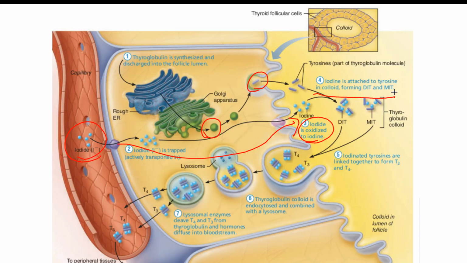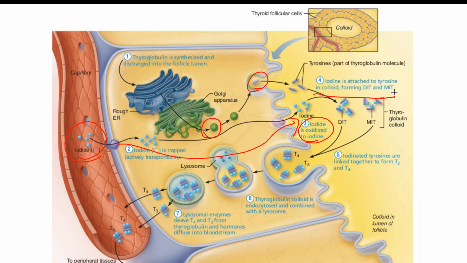Enzymes in the colloid link monoiodotyrosine, or MIT, and diiodotyrosine, or DIT, together. Two DITs result in T4, while one MIT and one DIT produces T3. At this point, the hormones are still a part of the thyroglobulin colloid.